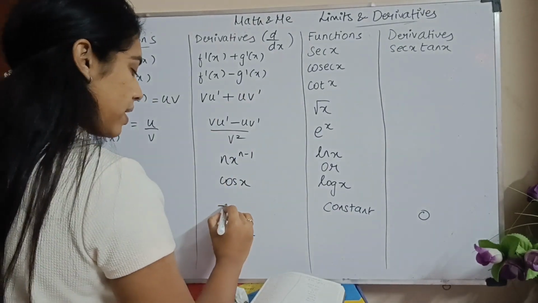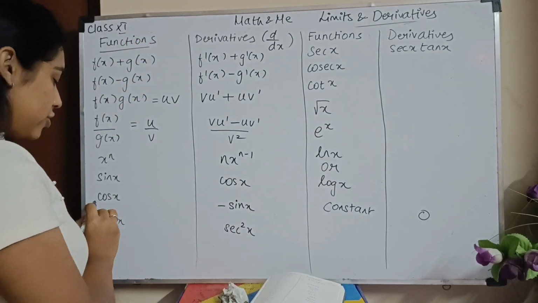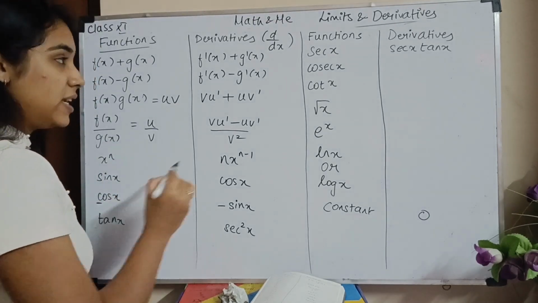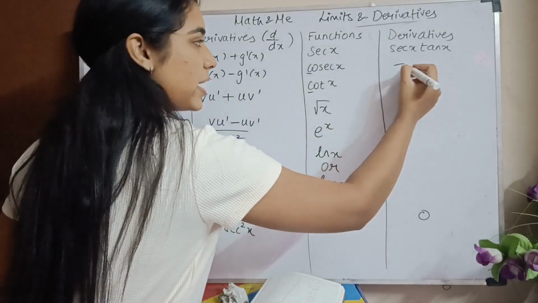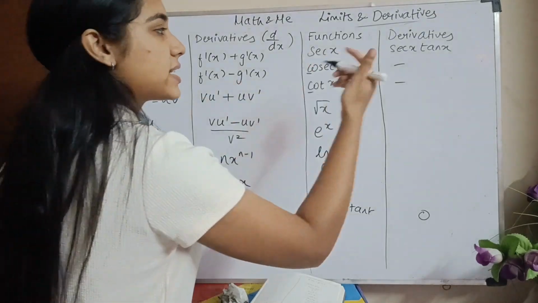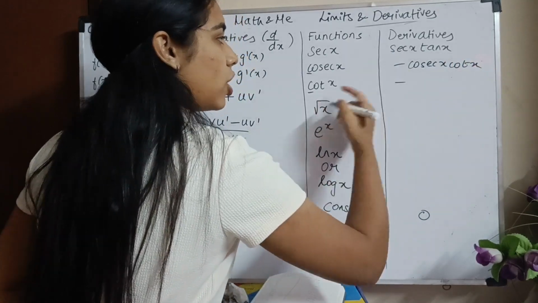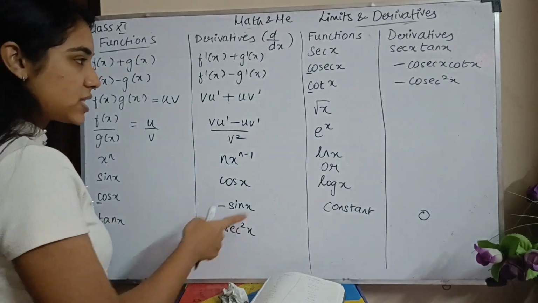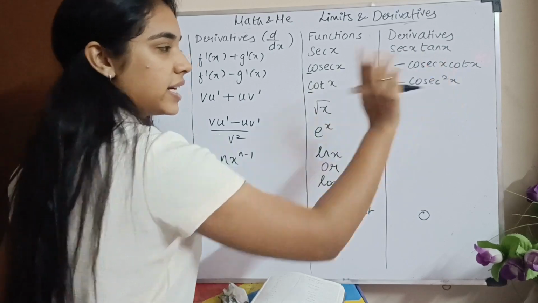Cos x ku it is minus sin x. இதையே நான் தனியா எழுதுறேன்னு சொன்னா, for whichever trigonometric function starts with a c, என்னோட ஞாபகத்துக்கு நான் வச்சிருக்கேன். So this is c. Here I have a c, cosecant. Here I have a c. So wherever I have a c, you have a minus sign. So cos x ku minus sin x, cosecant x ku minus cosecant x cot x, and for cot x minus cosecant square x. Tan x ku secant square x, cot x ku cosecant square x, secant x ku secant x tan x, cosecant x ku cosecant x cot x.